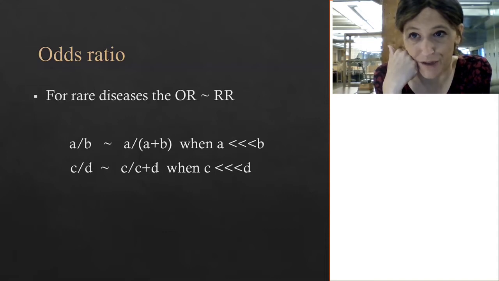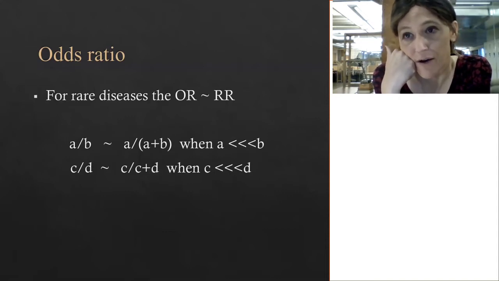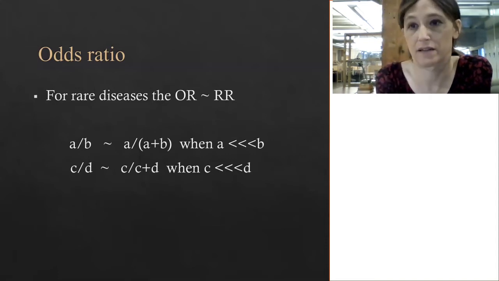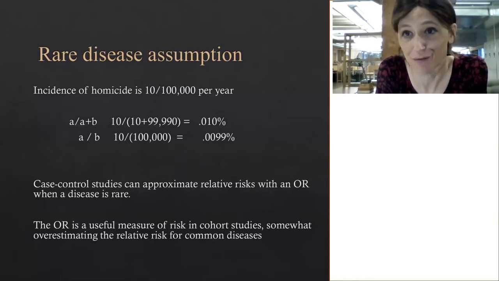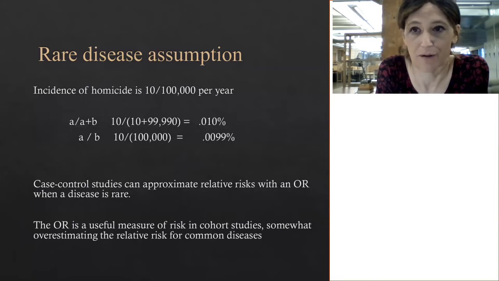So we can use odds ratios that we calculate from a case control study in a similar way as we would for a relative risk, again, the assumption being that the disease is somewhat rare. As an example, the incidence of homicide is relatively rare. It's not as rare as it should be, but in terms of the overall scheme of outcomes, homicide is relatively rare.